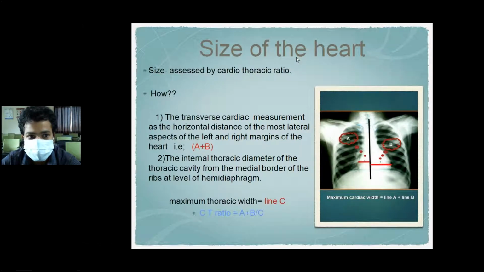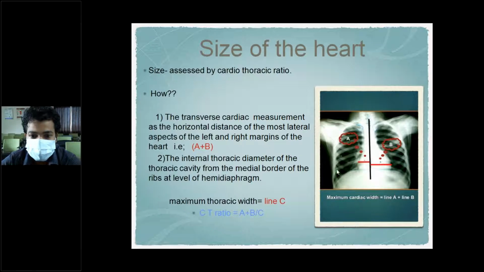Next, coming to the size of the heart. The size of the heart on the chest radiograph is assessed by the cardiothoracic ratio, that is the CT ratio. And here is how we can measure the CT ratio. Centrally, we have to draw a line, and towards the right, till the right cardiac border, we draw one line, that is A. From the center to the left apex of the heart we draw another line, that is B, and we add these two lines, A plus B. So the transverse cardiac measurement is the horizontal distance of the most lateral aspects of the left and right margins of the heart, that is A plus B.